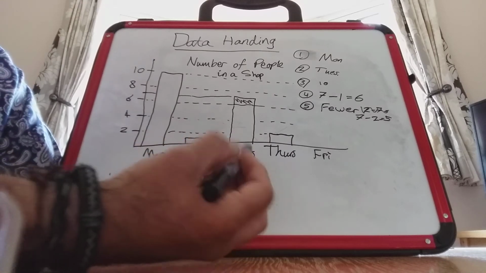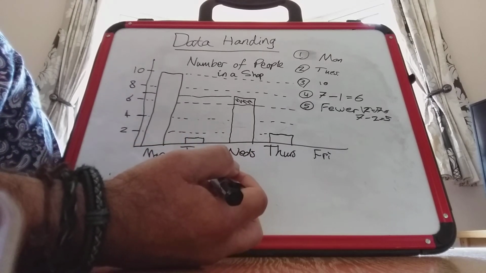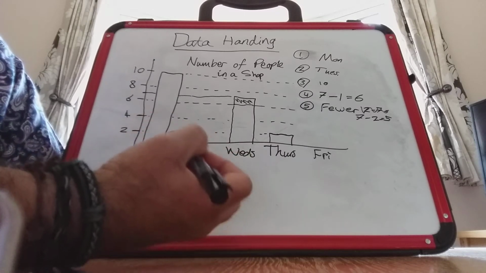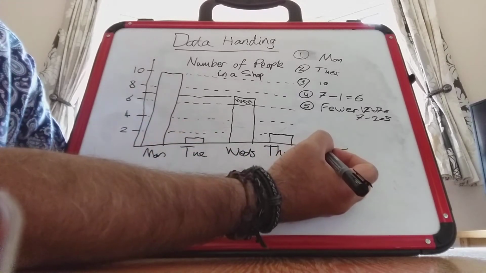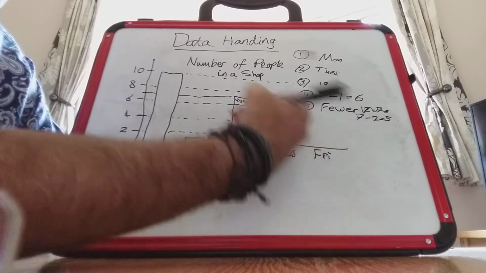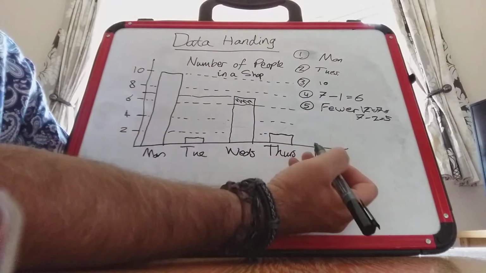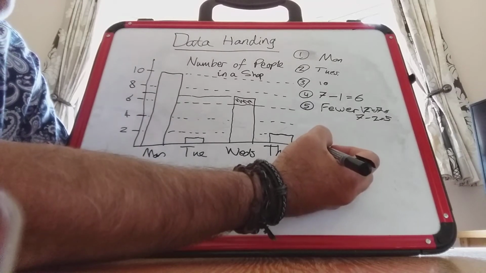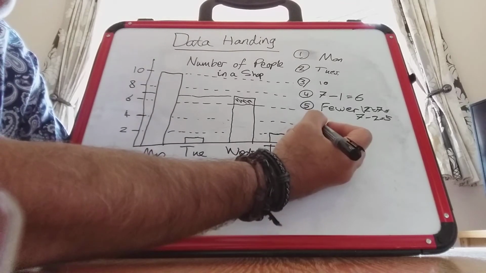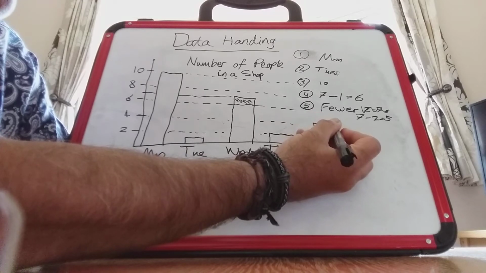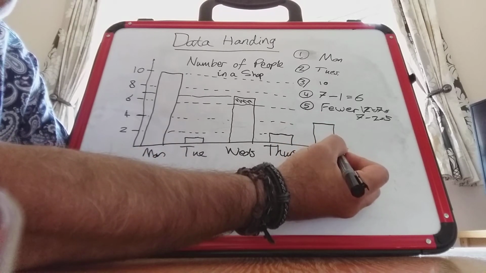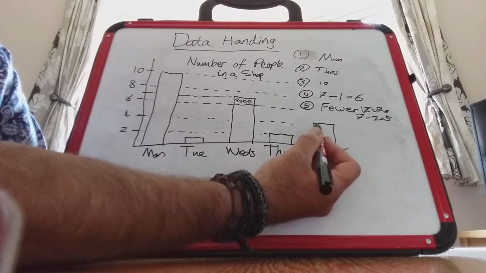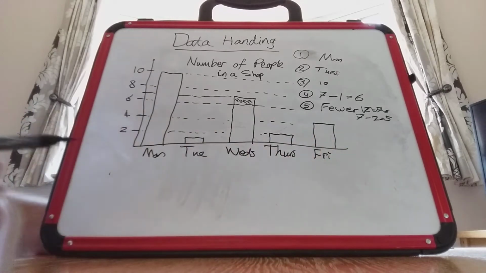Another question is they might say on Friday there were 3 people, and they will ask you to shade this in. Now obviously that's going to be a bit difficult for you if you haven't got this printed out on paper, and I know lots and lots of you have not got printers, so don't worry about that. If you can't do any particular part of the question because you haven't got it printed out, then don't worry, just miss that bit out. So if it said on Friday there were 3 people, then that's how high you would draw the bar.